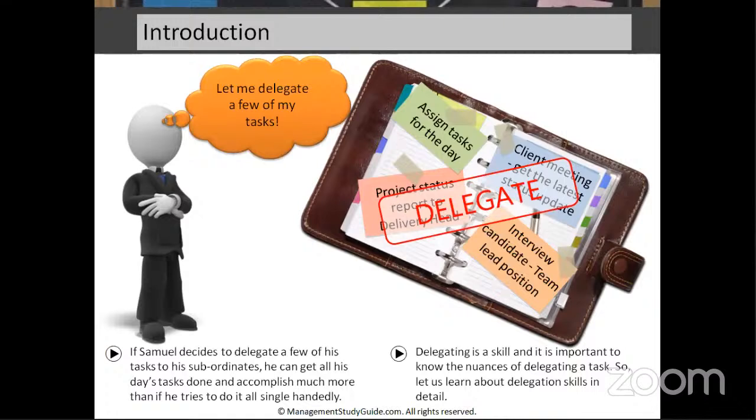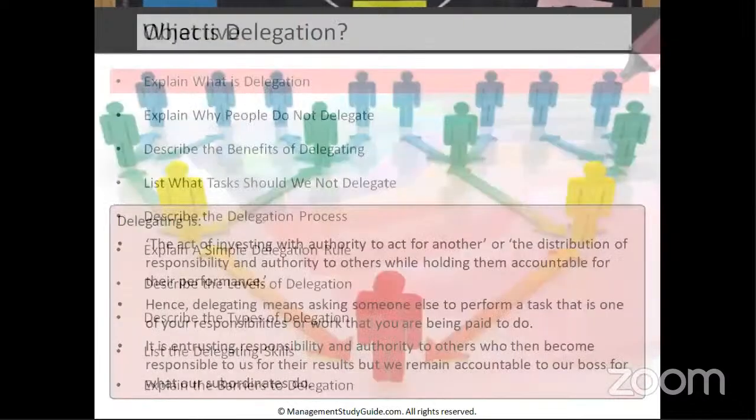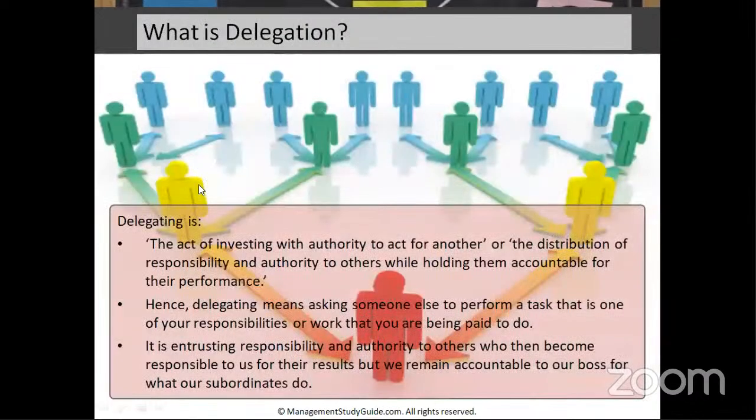Delegating is a skill, and it's important to know the nuances of delegating a task. So let us learn about delegation skills in detail. So first, what is delegation? Delegation, or delegating, is the art of investing with authority to act for another, or the distribution of responsibility and authority to others while holding them accountable for their performance.